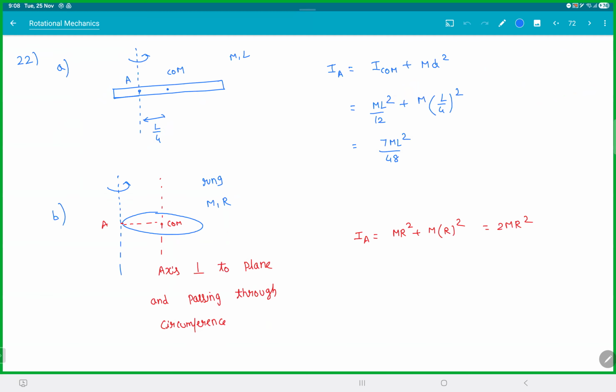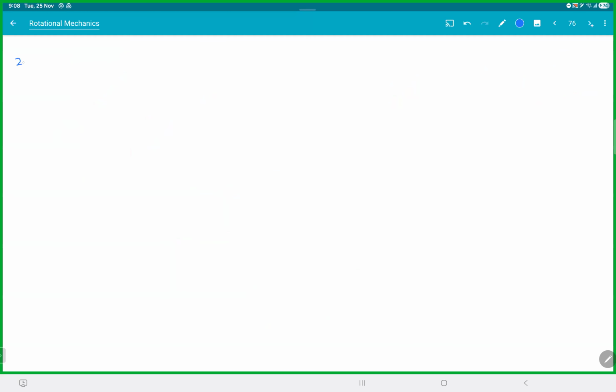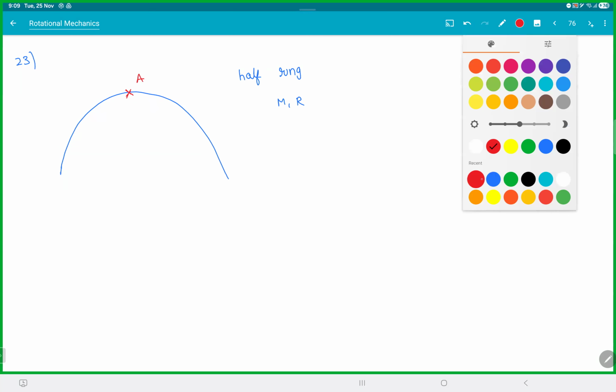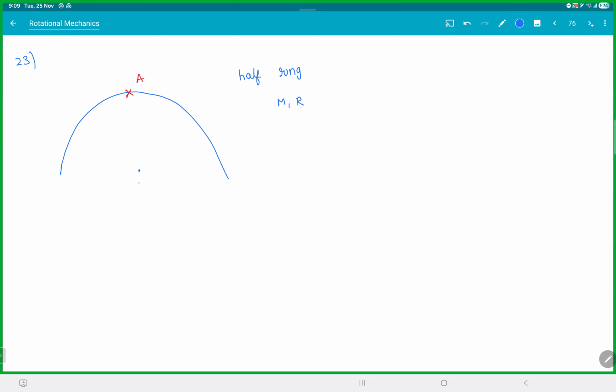Let's see one more. We have a half ring. Remember this question. This will again come in simple harmonic motion. This is a 2004 JEE question. Half ring, mass m, radius r. The hinge is here, the topmost point. This is your center. Find the moment of inertia about it. The axis of rotation is into the plane.